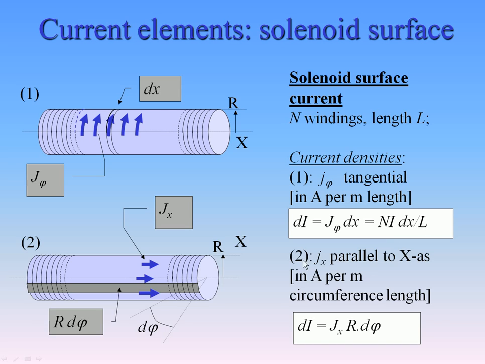In the second case the current is parallel to the x-axis, in ampere per meter circumference length, and that is di is Jx times r dφ. r dφ is the width of this strip, and here dx is the width of this strip.